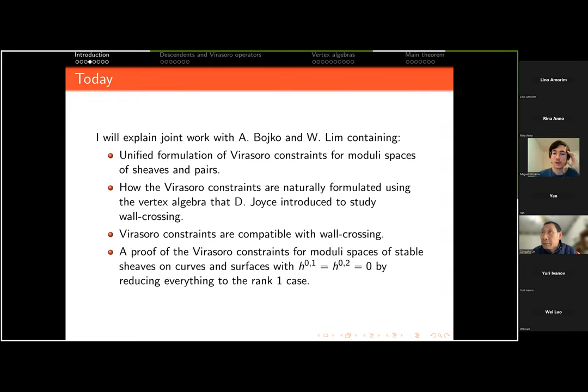And using these, we can prove the Virasoro constraints for some particular moduli spaces. For instance, moduli spaces of stable sheaves on curves and on surfaces with this condition on the Hodge numbers of the surface. And I'm not sure I'll have time, but if I do, I will give at least an idea of how the proof goes.